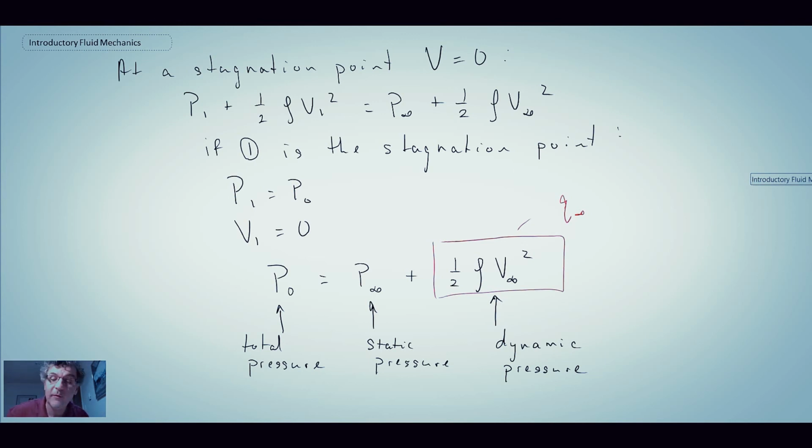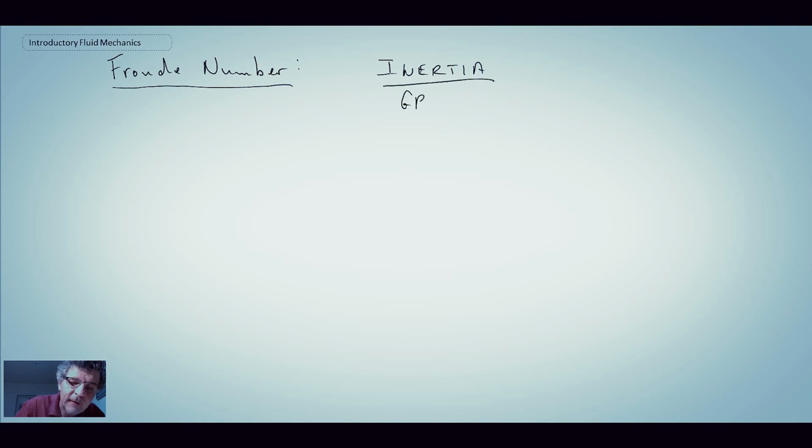Other non-dimensional numbers that we have are related to wave activity, and the Froude number is the one that we use. And this is a ratio of inertia to gravity. If we write the Froude number squared and look at the ratio of these terms, we get something like this, which then collapses down to something like this.